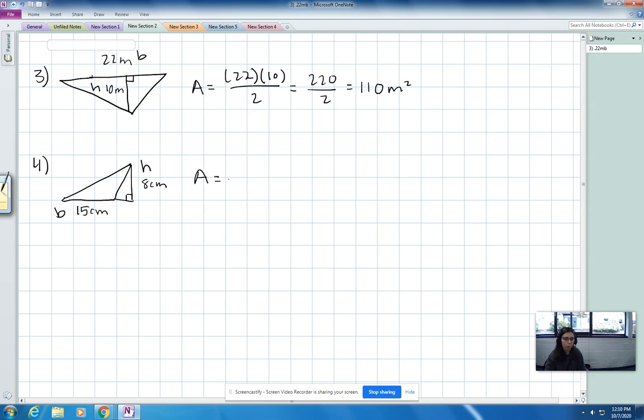Now we're just going to plug those into our formula. Base, which is 15, times height, which is 8, all divided by 2. 15 times 8 is 120, divided by 2 is 60. And then we want to put our unit squared on the end, so 60 centimeters squared.